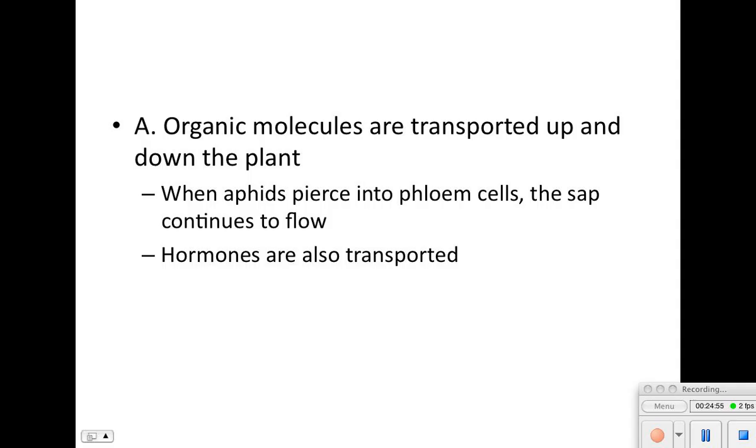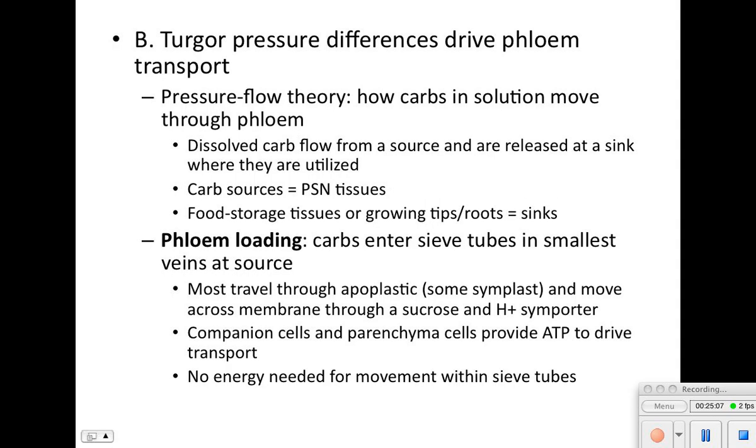Aphids, which are insects, when they pierce the phloem cells, sap continues to flow out of it. Another thing we may not think about: phloem not only moves sugar, but it can also move hormones that the plant makes. Turgor pressure differences also drive phloem transport because, why waste all the energy? Let's just use passive transport. So we call it the pressure flow theory.